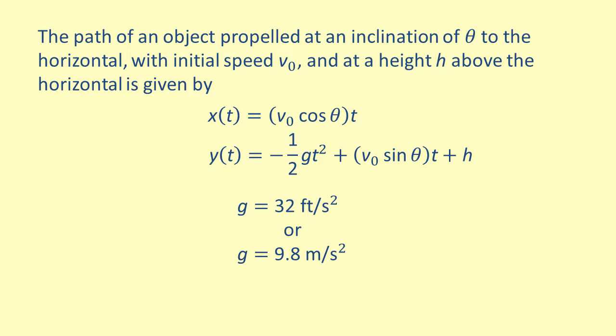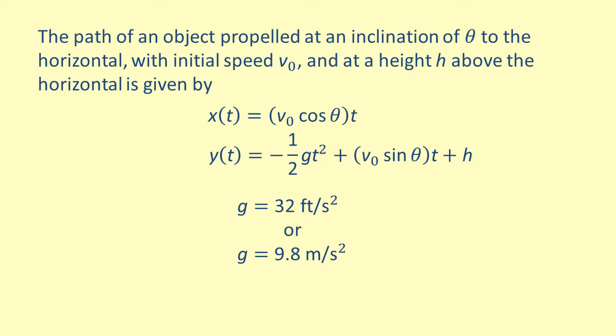The function x(t) = (v0 cos θ)t will give us the x value of the object's position, or the horizontal distance the object travels at a certain time. The function y(t) = -1/2 g t² + (v0 sin θ)t + h will give us the y value of the object's position, or the vertical distance of the object at a certain time.